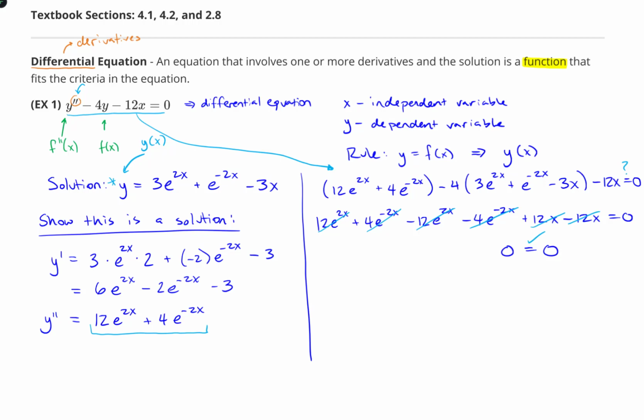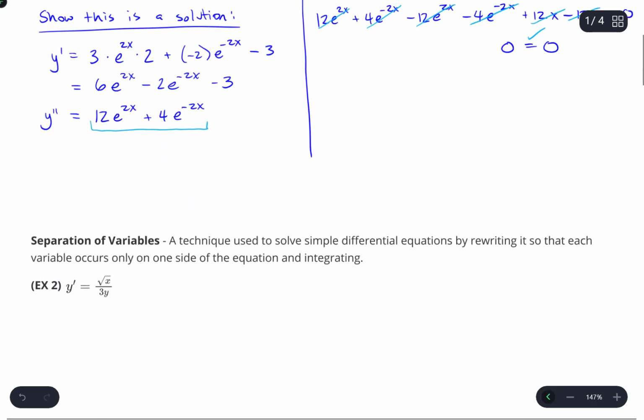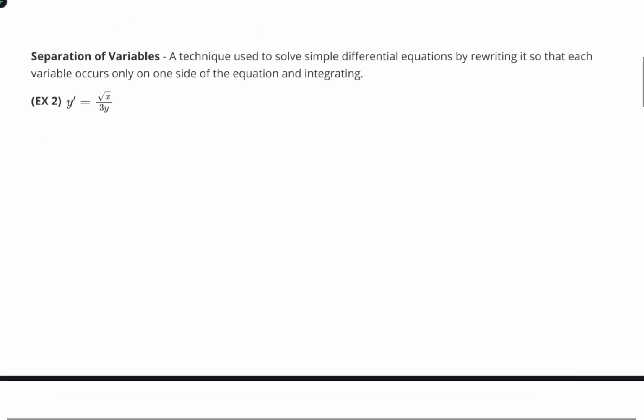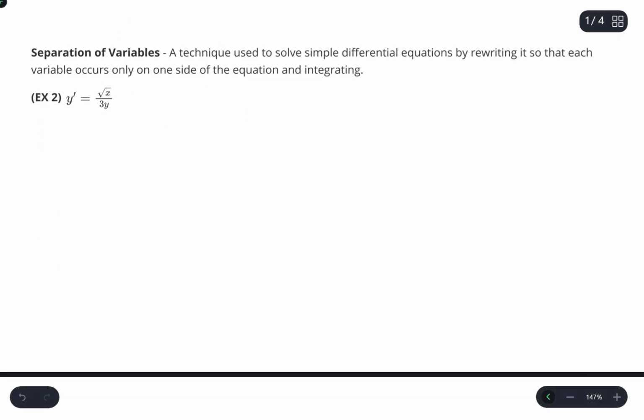Now, again, I did say that I wasn't going to show you means of determining how to come up with solutions of differential equations. That in and of itself is not just one course, but many courses. We are going to develop a technique that will be very helpful to us, and that technique is called the separation of variables. So the separation of variables is a technique used to solve simple differential equations by rewriting it so that each variable occurs only on one side of the equation, and then we use integration.